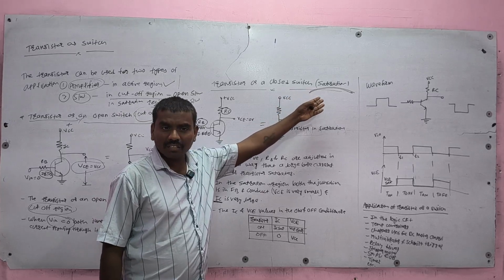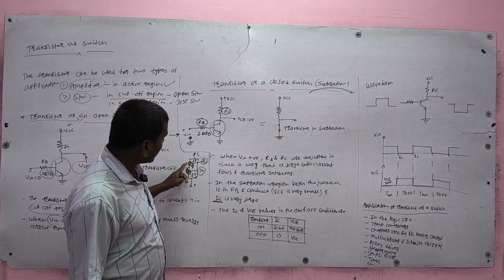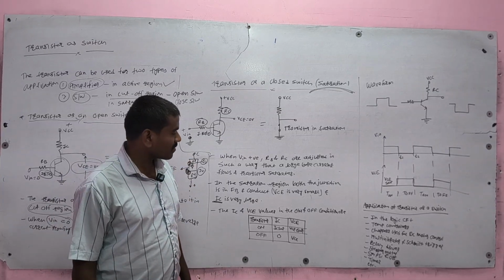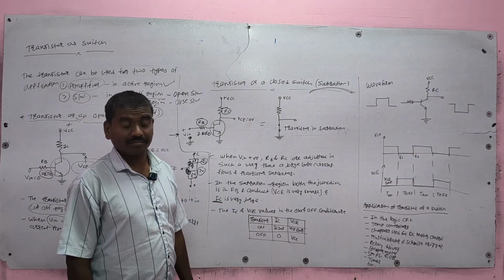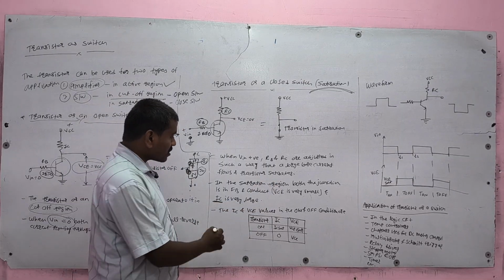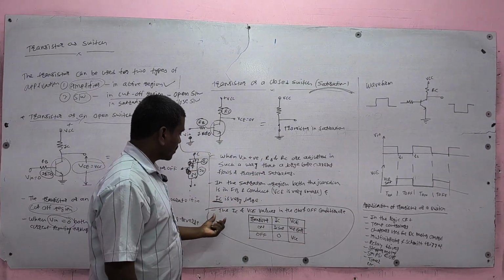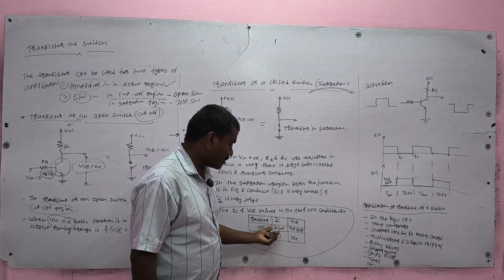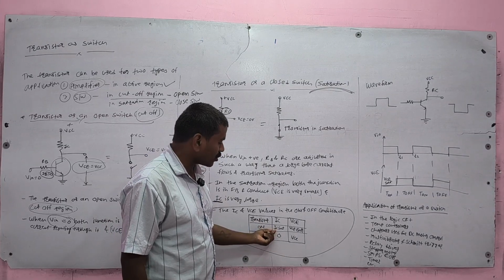When the saturation region is there, that means both junctions, base to collector and base to emitter, are in forward bias. It acts as a closed switch and carries a large current. In short, a summary of this: when the transistor is on, it is in the saturation region and a large current is flowing through it.